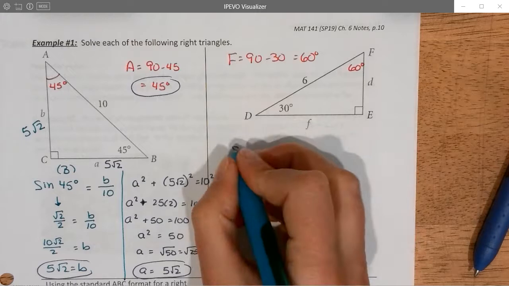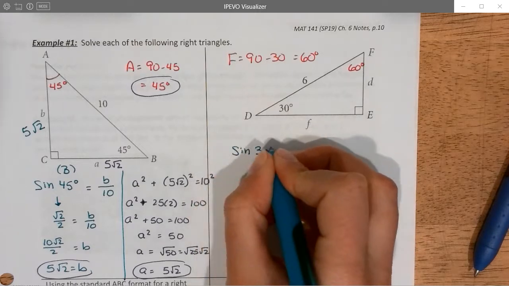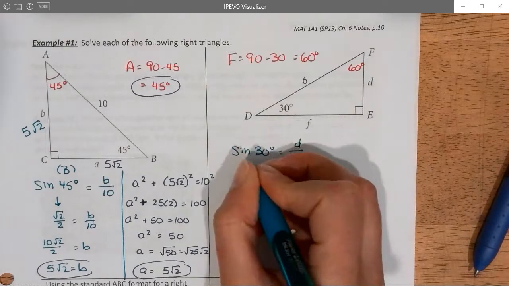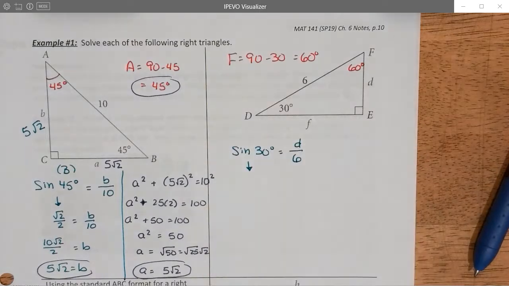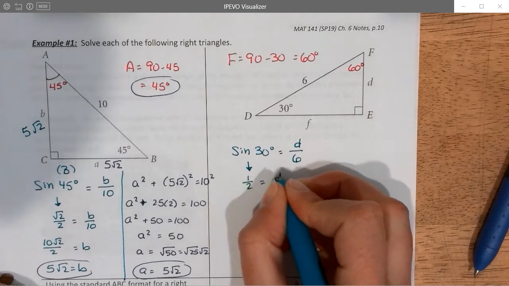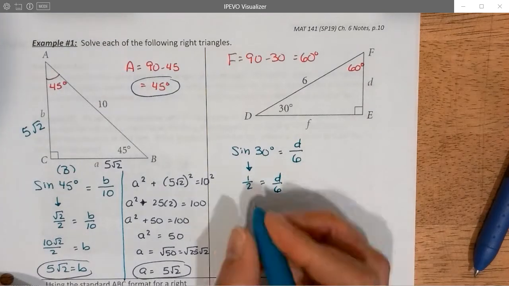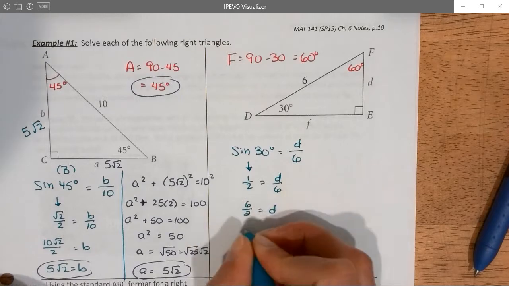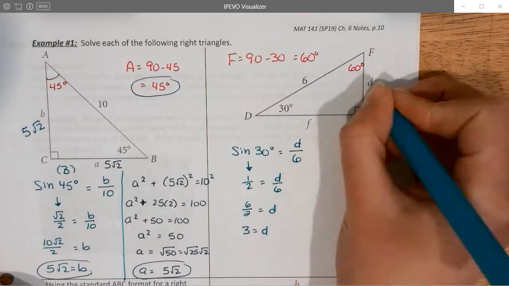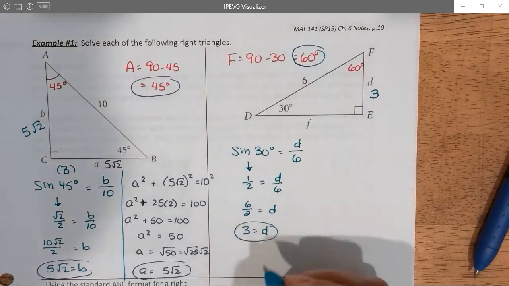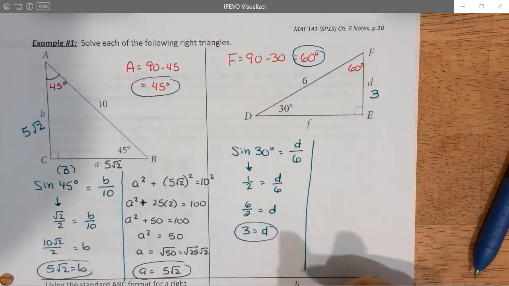So I'm going to use the sine of 30 degrees equals little d divided by 6. I don't need to approximate the sine of 30. I know it from my chart. The sine of 30 degrees is one half, equals d divided by 6. And so if I multiply both sides by 6, I get 6 divided by 2, or 3, for d. So d is 3.